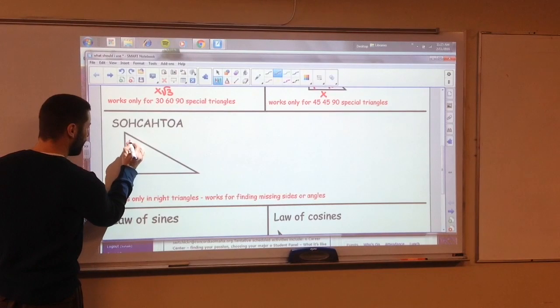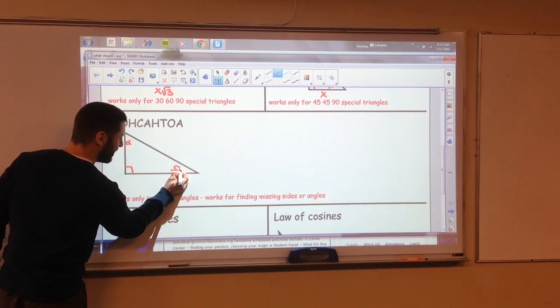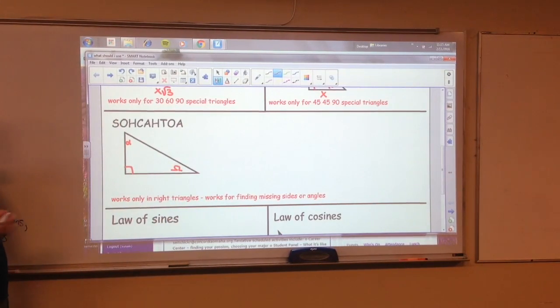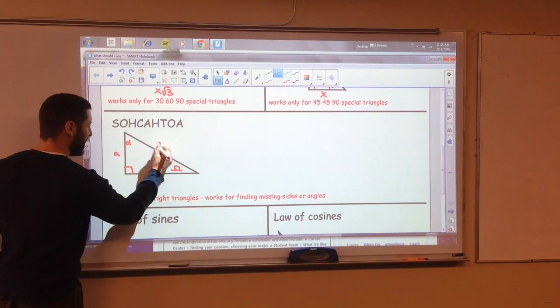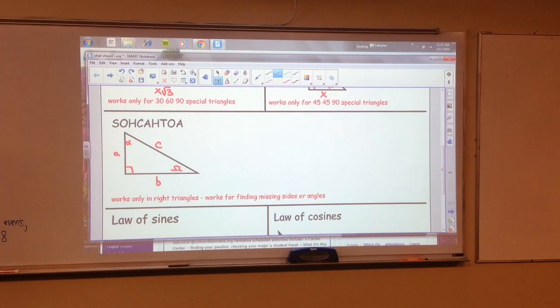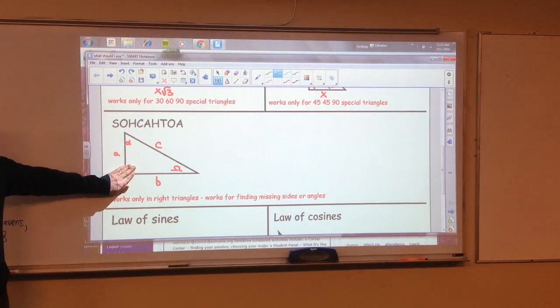Let's go with alpha today and omega. Did you see what I did there? Yes, good stuff. All right, and I'm going to put A, B, and C there. It only works for a right triangle. It only works for the two acute angles in a right triangle.